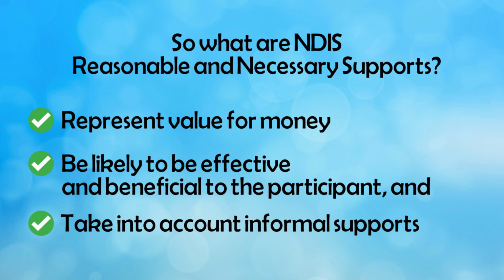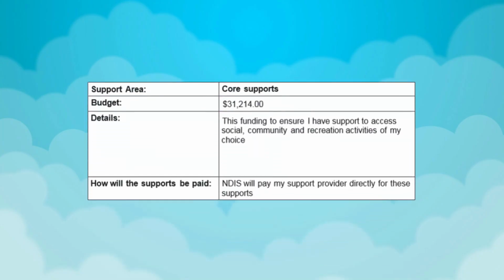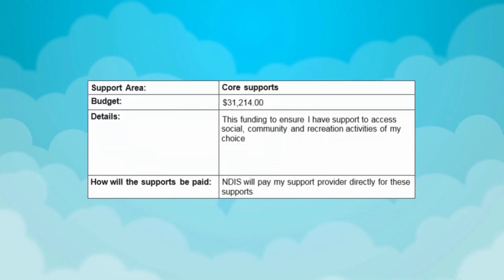Expenses that are covered by other government departments will not be covered by your NDIS plan, for example, health or education. There are more than 10 potential support areas that fall under reasonable and necessary supports. In this video, we are only going to use core supports in order to explain how it all works. On your approved plan, it will look like this.